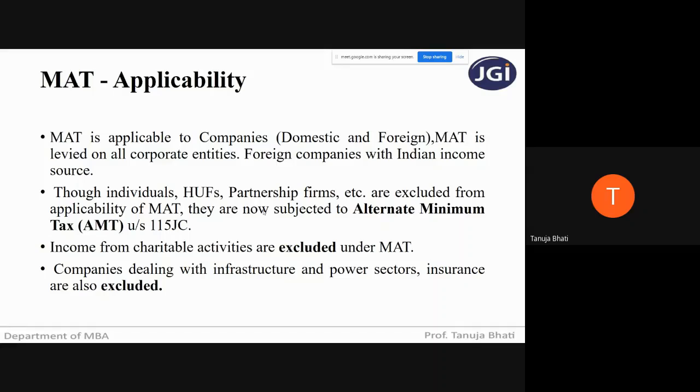See students, we know that companies are divided into domestic companies and foreign companies. Now what is a domestic company? A domestic company, as you all know, is an Indian company, or a company which has made arrangements for declaring dividends out of income chargeable to tax in India. So it falls under the definition of a domestic company. And what is a foreign company? A company which is not a domestic company becomes a foreign company. So MAT is applicable only to companies.